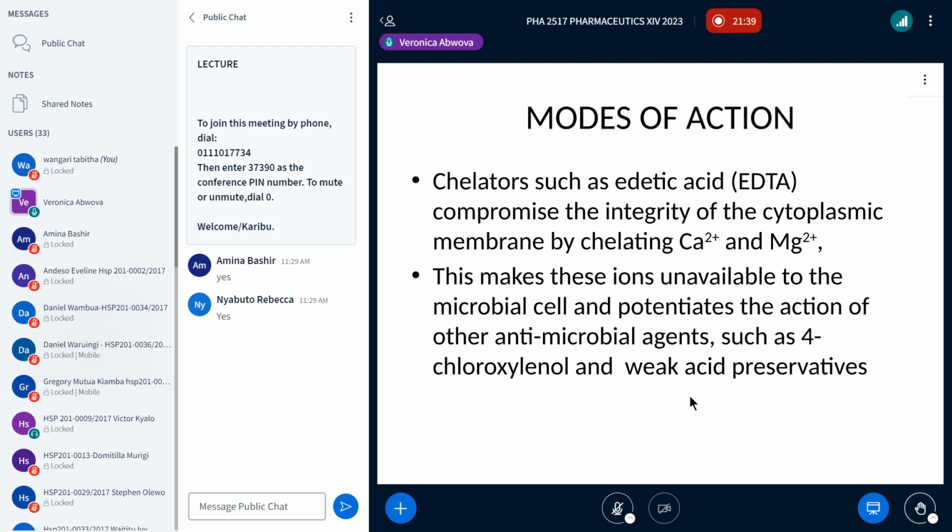So again, you remember the synergistic activity, whereby if the chelators weaken the microorganisms, it means that the other preservatives will be able to kill the microorganism very fast.